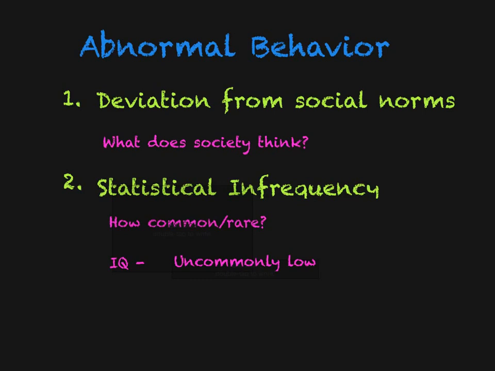But on the flip side, you could also have an abnormally high IQ. It could be just as improbable or statistically rare to have a high IQ as it would be to have a low IQ. And so some people say that in order for it to be abnormal, in the sense that we're talking about abnormal behavior, it would need to be not only rare, but it would have to have negative effects on the person.